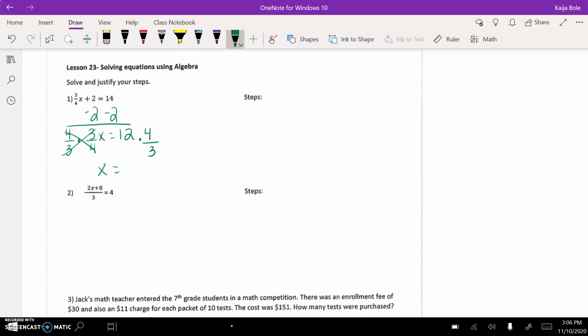Now I'm going to do a little cross division. I can divide both of these by 3. So my 3 becomes a 1. That becomes a 4. So then I'm really just doing 4 times 4, which is 16. Okay, so my first step would be to subtract 2 from both sides. Make sure you include from both sides, that's the important part.